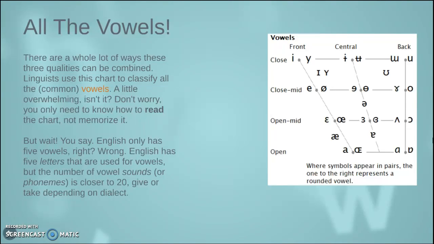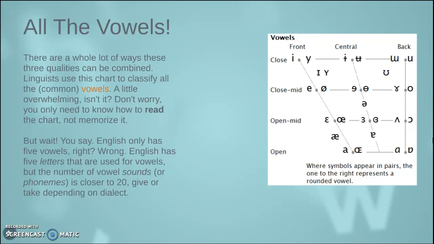Since there's three qualities that can be combined, there are quite a few vowels that we can put on this chart. It's a little overwhelming, but don't worry, you only need to know how to read the chart, not memorize it. As you can see, up and down is closed to open, for openness or closeness. Left and right is front and backness. And each symbol on the left of each point is an unrounded vowel, and each symbol on the right is the rounded vowel.